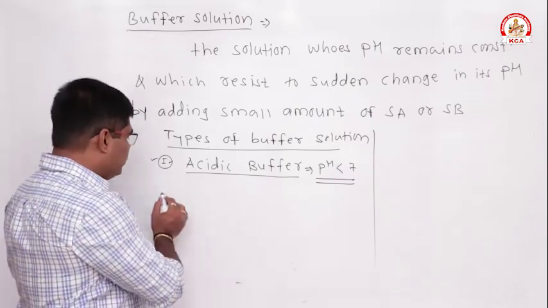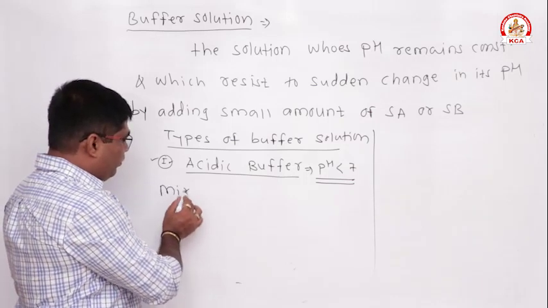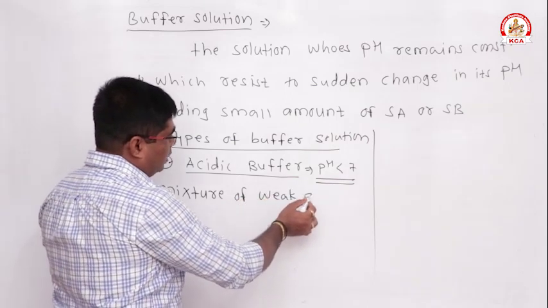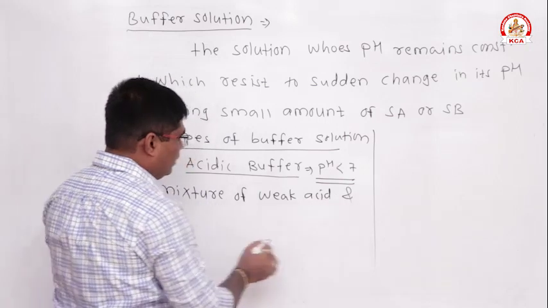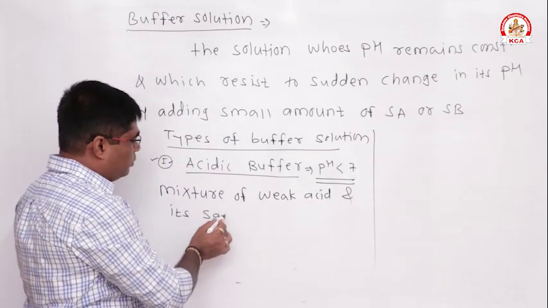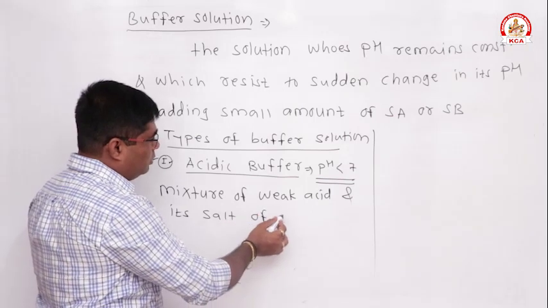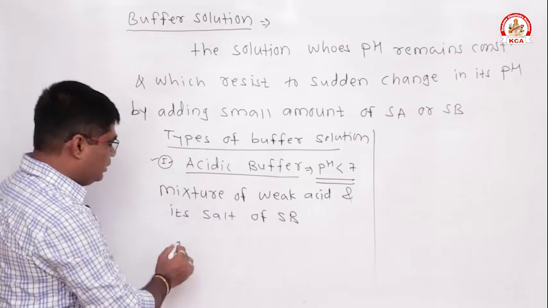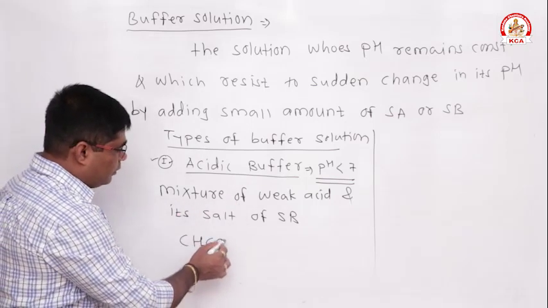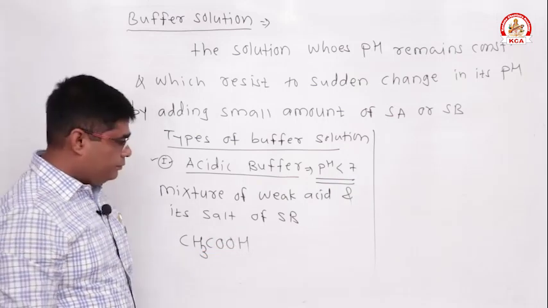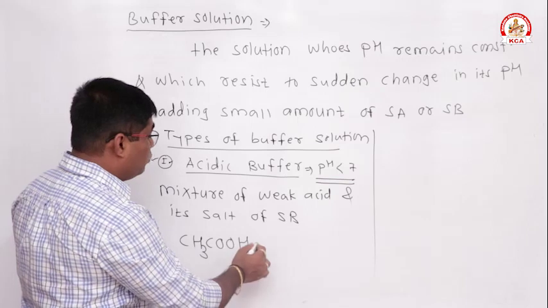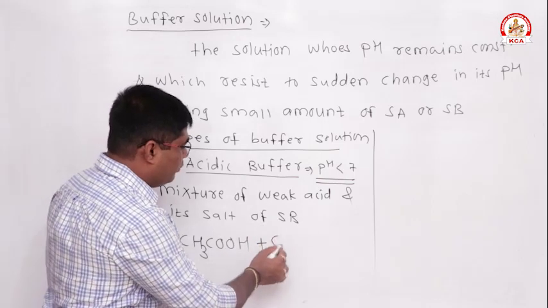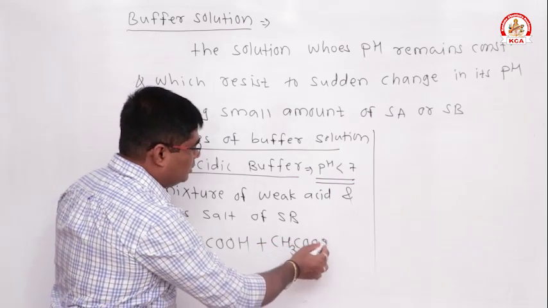Acidic buffer is the mixture of weak acid and its salt with a strong base. For example, acetic acid is a weak acid. Take its salt with a strong base: acetic acid reacts with the strong base NaOH, and it gives CH3COONa.